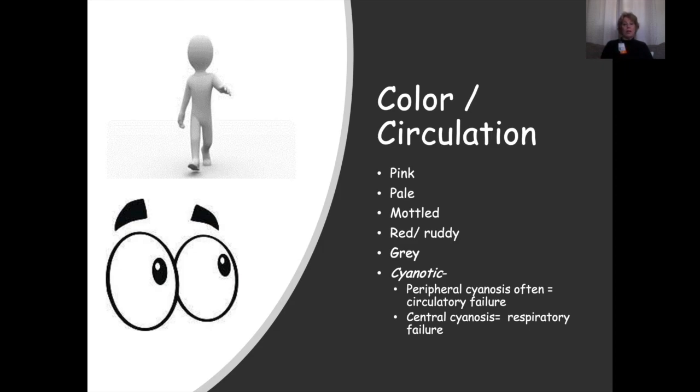As we're approaching them, you think, oh, they look pretty good, they're pink. And then as you get closer, you realize they're peripherally vasodilated, and that's that red, ruddy. And that could mean anything from any kind of distributive shock that would cause this peripheral vasodilation. They could be gray. It's always bad. They could be blue.